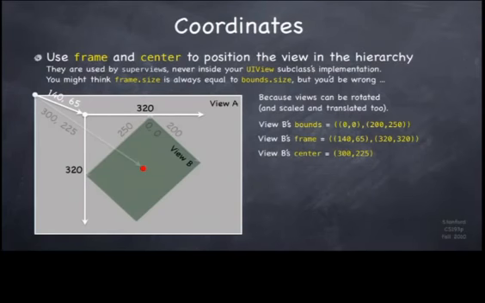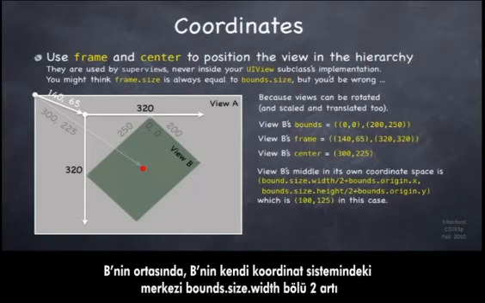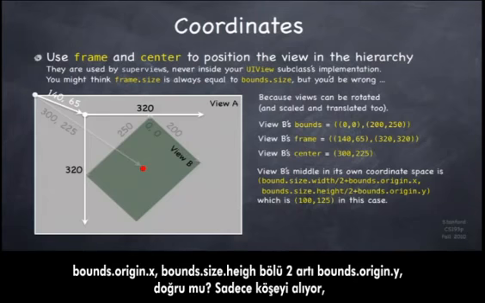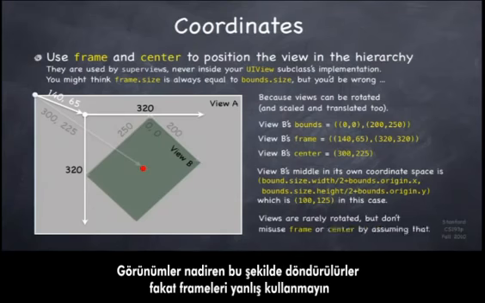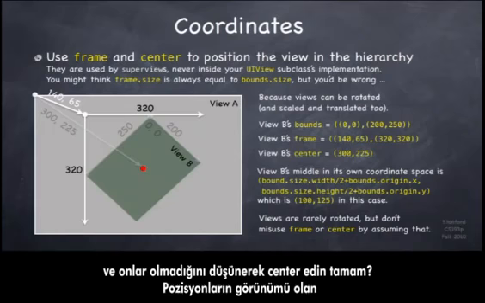All right? Now, the middle of B, B's center in its own coordinate system is just bounds.size.width divided by 2 plus bounds.origin.x, comma, bounds.size.height divided by 2 plus bounds.origin.y, right? It's just taking its corner, going halfway across and halfway down. That's its center in its own coordinate system. Views are rarely rotated like this, but don't misuse frame and center by assuming that they're not.